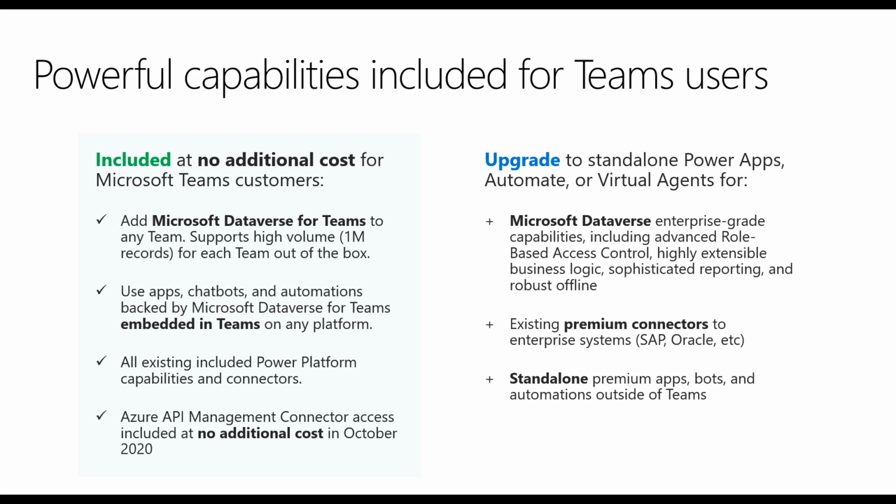And of course, you can leverage all the existing Power Platform capabilities and connectors as well. And like I said, that Azure API management connector at no additional cost, that's rolling out now. But if you need things like role-based access control, business process flows, offline capability, then that's when you would want to upgrade to the standalone Power Apps and full-fledged Dataverse capabilities. And the upgrade path they're working on is going to eventually be pretty seamless to upgrade an app that you built, say, in Dataverse for Teams to the full-fledged version.